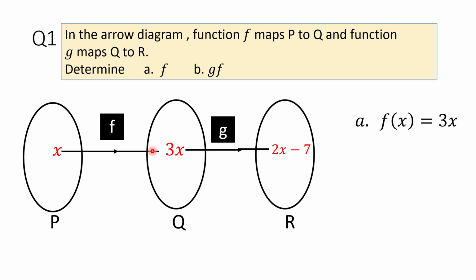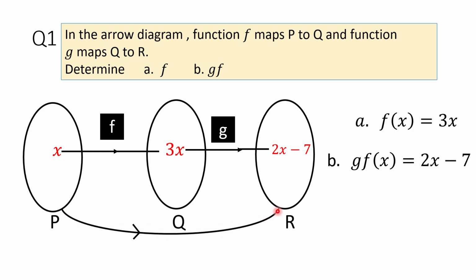Part B, you are asked to find the composite function gf. If you are given gf, it means you are doing function f followed by g. Therefore, here the composite function gf is the function given in set R. Therefore, gf(x) can be written as 2x minus 7.